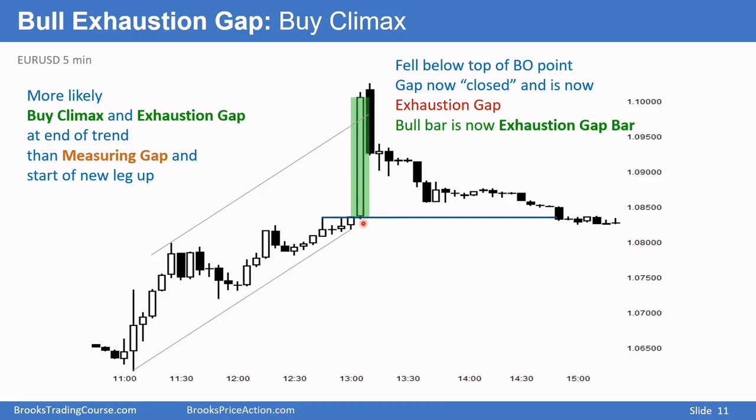The market tested down to the bottom of the buy climax, which is typical. It usually does that. At that point, the bulls want a double bottom with this low and the pullback low and a resumption of the bull trend. And the bears want a break below the buy climax bar and a measured move down.